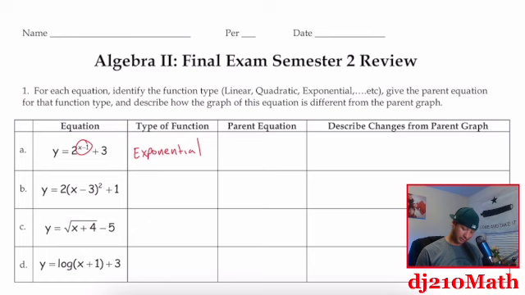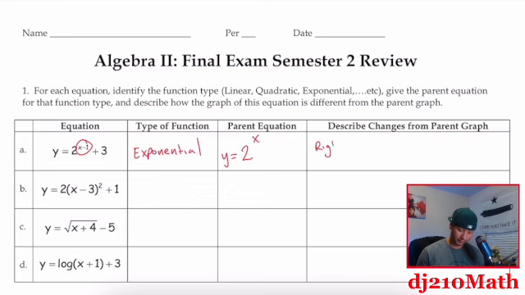The parent function will look like some number, right? 2 to the x. Let's just call it 2 to the x. Y equals 2 to the x. And then describe what's happening. So the circle part, that's the inside part, the part next to the x. That's the inside lies part. So this is actually going to shift to the right.